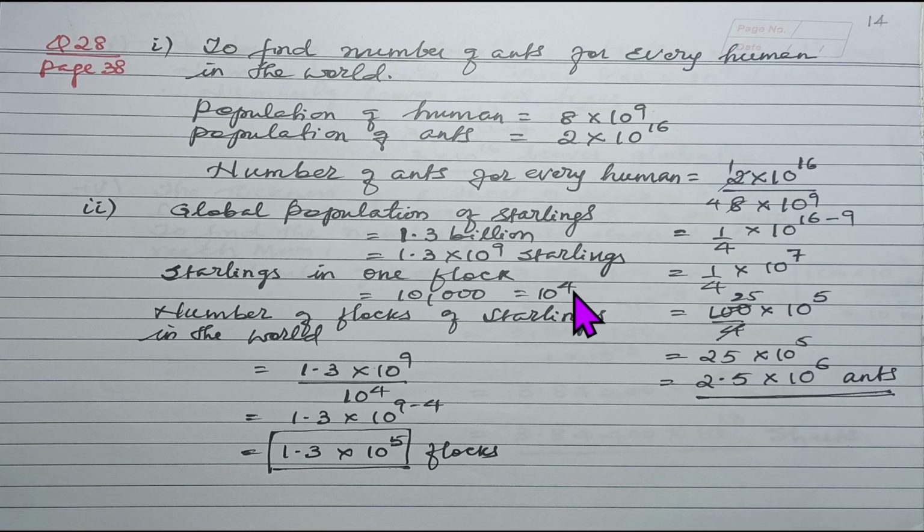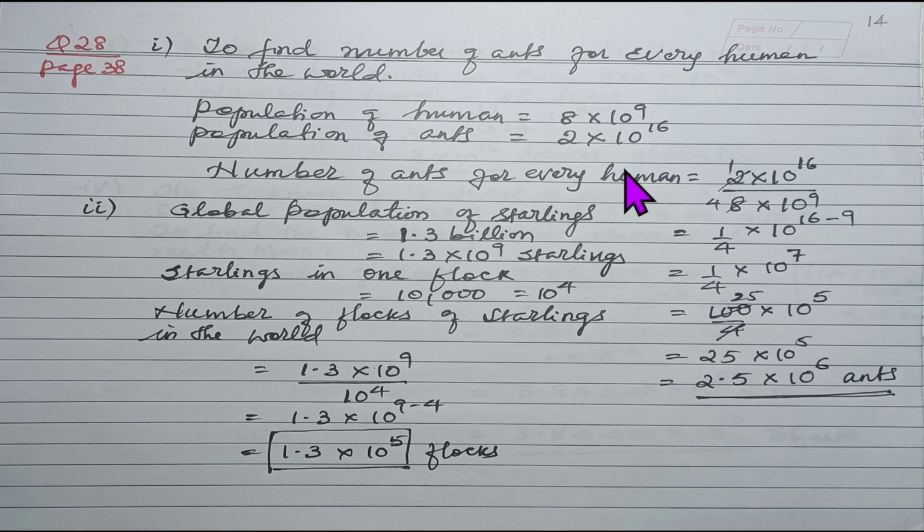Now coming to the next example, that is question number 28, page 38. To find the number of ants for every human in the world. The population of humans is 8 into 10 raised to 9, almost 8 billion or 8.2 billion approximately. The population of ants is 2 into 10 raised to 16. Now we have to find the number of ants for every human being.